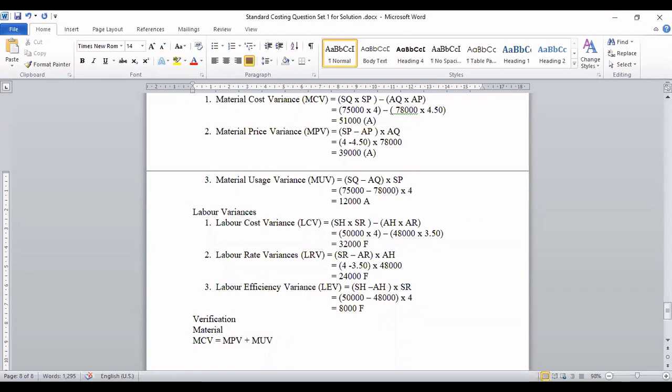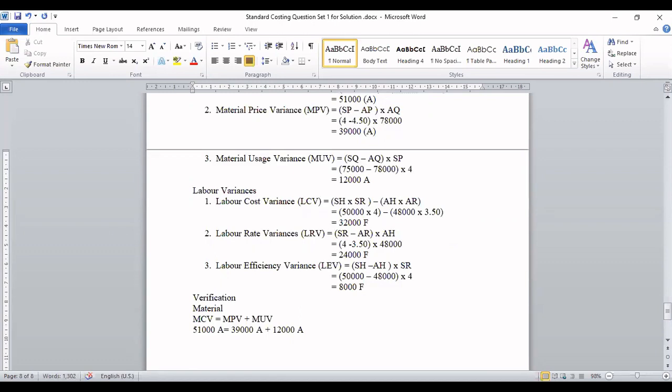Tell me, material cost variance is 51,000 adverse, equal to 39,000 adverse plus 12,000 adverse. Is it coming the same? Yes.